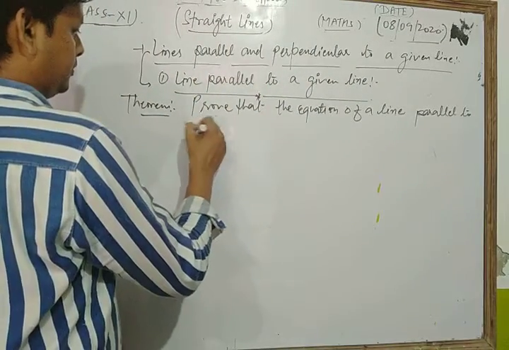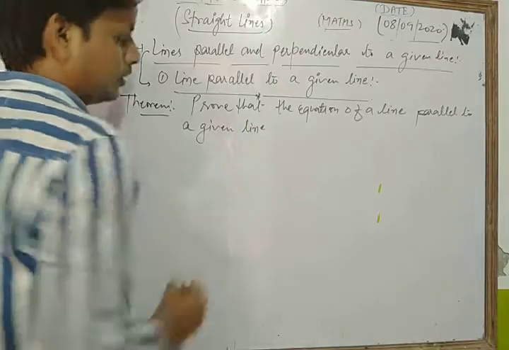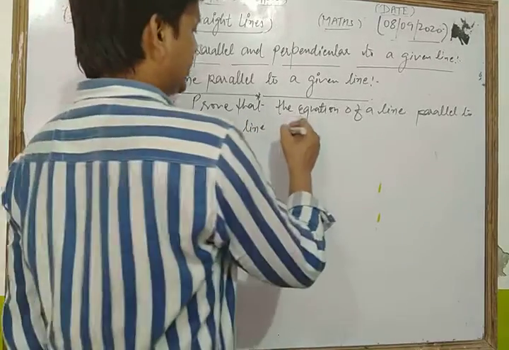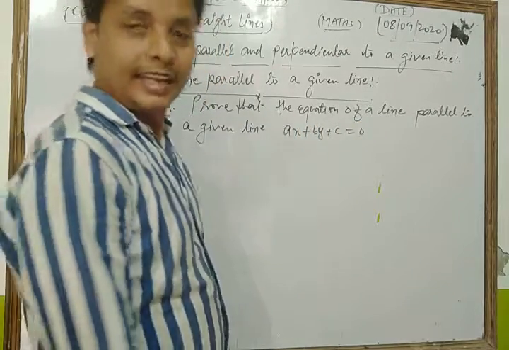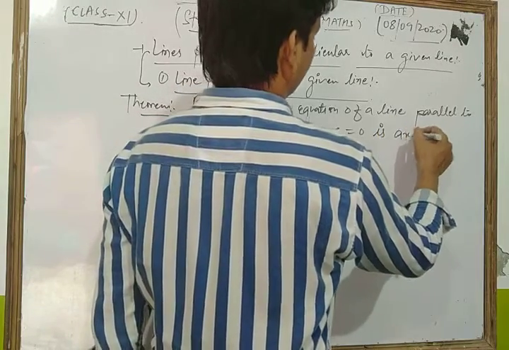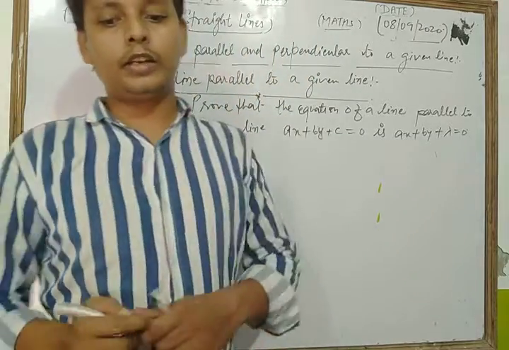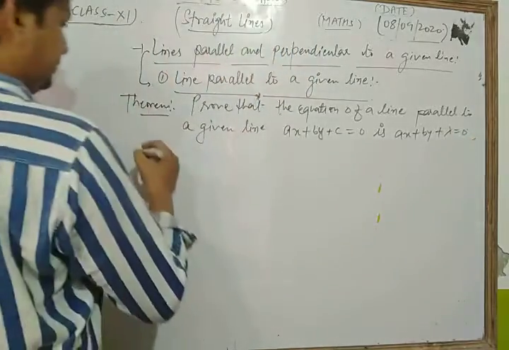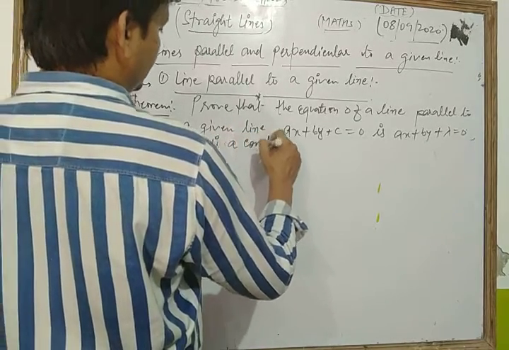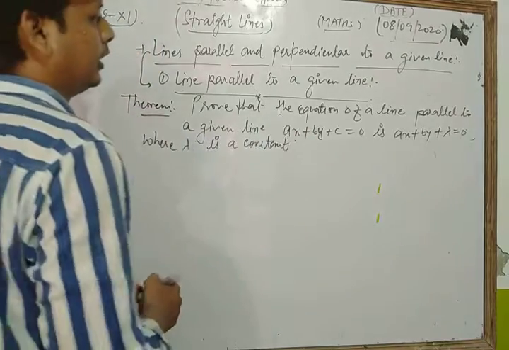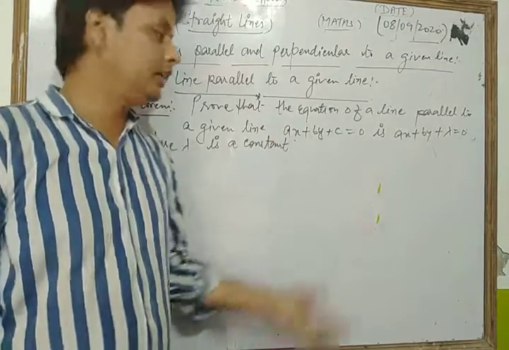parallel to a given line ax plus by plus c is equal to 0 is ax plus by plus lambda is equal to 0, where lambda is a constant. Dear students, this is a very important formula for that topic. Let's see it once more.